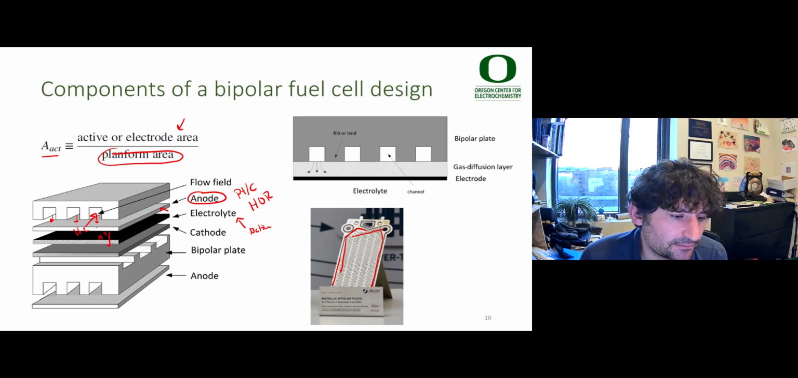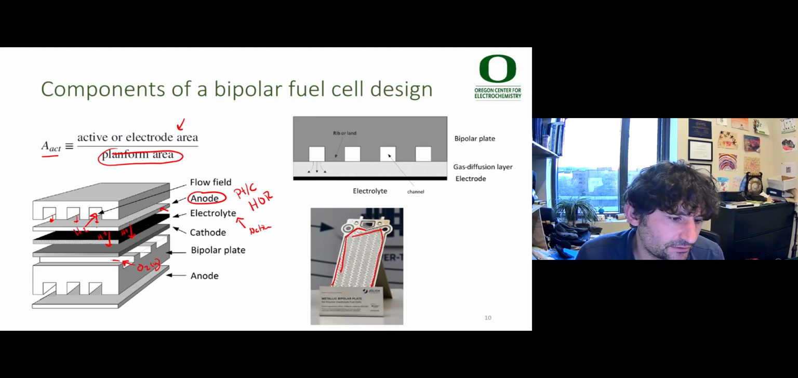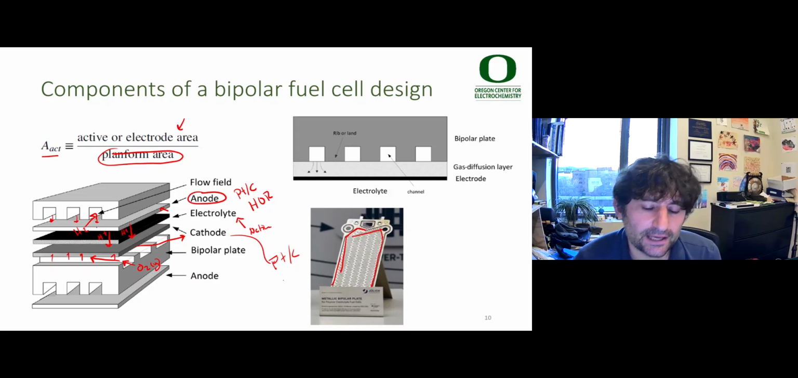That H+ is going to move, driven by electric field, by migration across the Nafion electrolyte phase to get to the cathode. And at the cathode, I'm going to have another flow field, and I'm going to bring in O2 in the gas phase. That O2 is going to be traveling here, forced by a pressure gradient, pumped this direction, and it's going to move up into the catalyst layer at the cathode. And this cathode is also typically platinum on carbon, and you're driving the oxygen reduction reaction in this case.